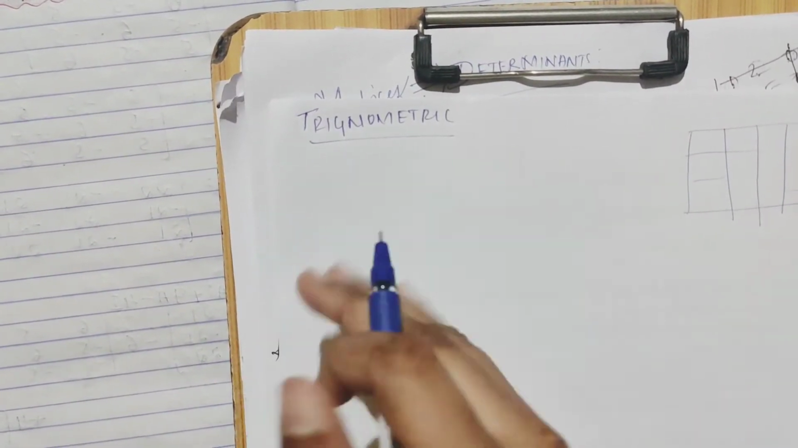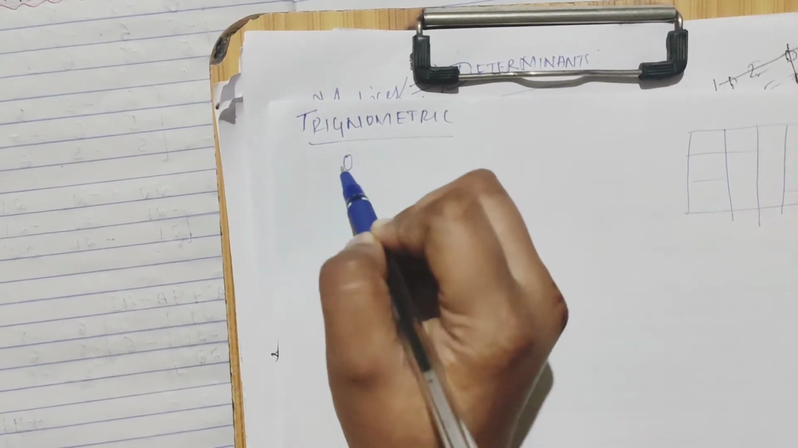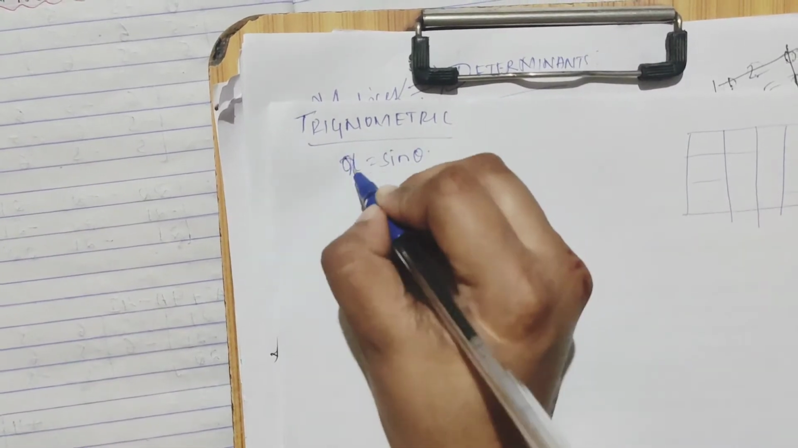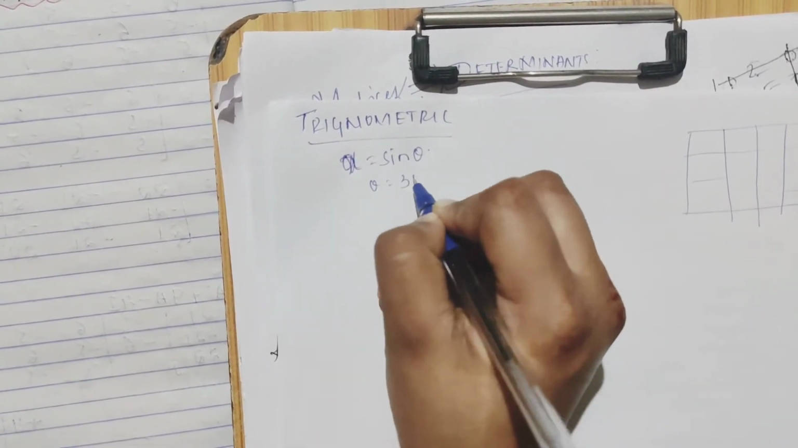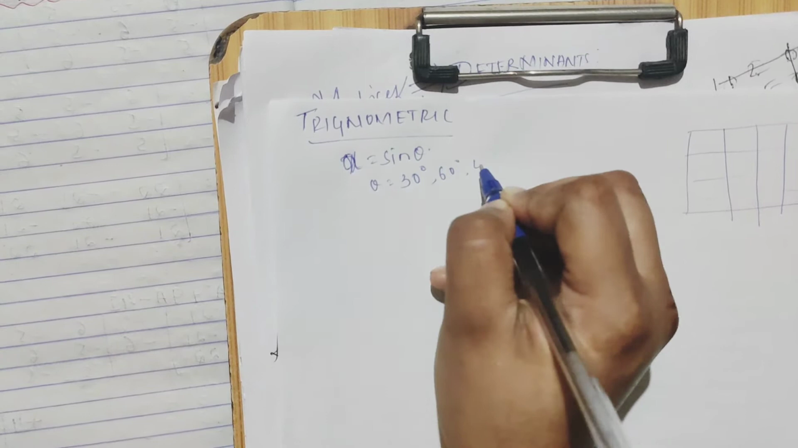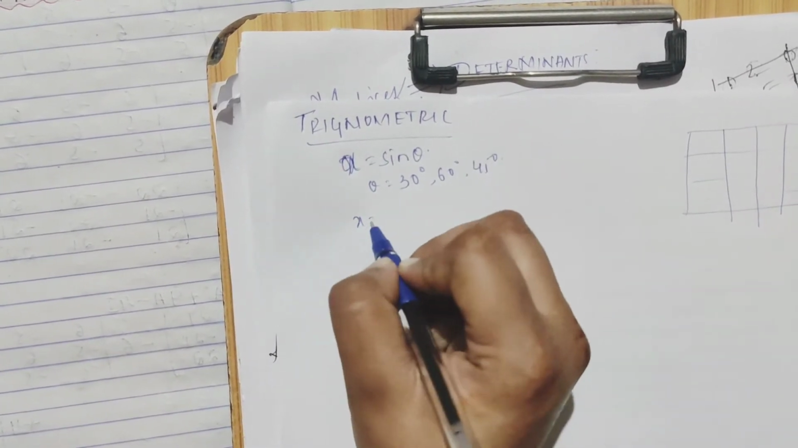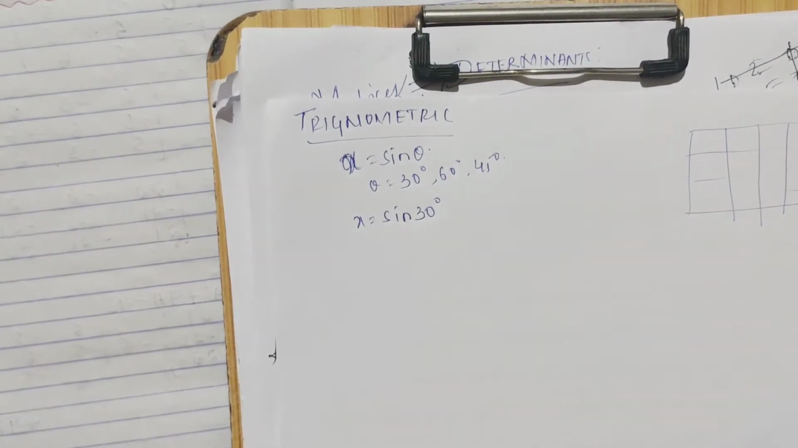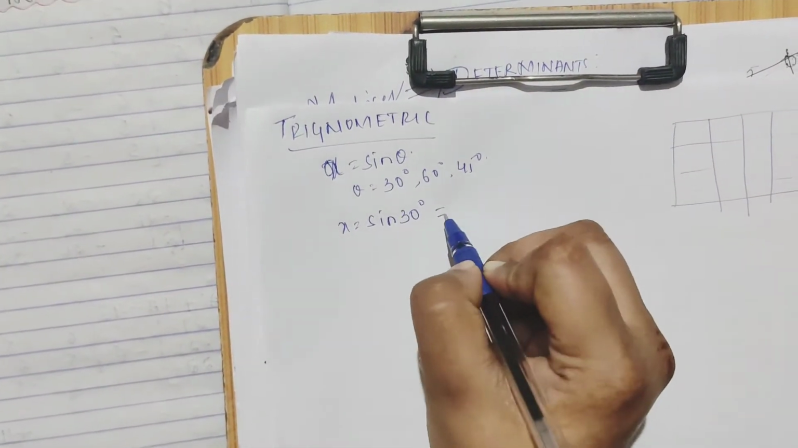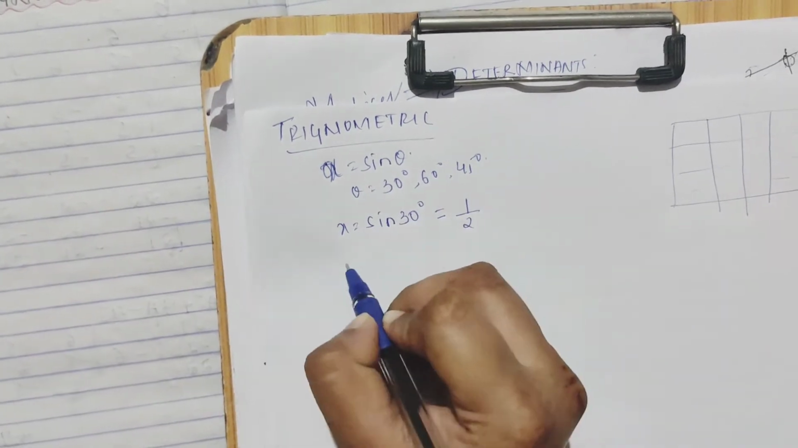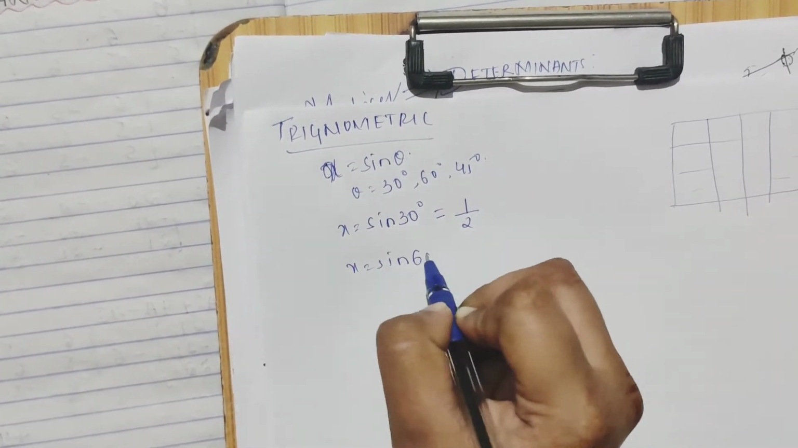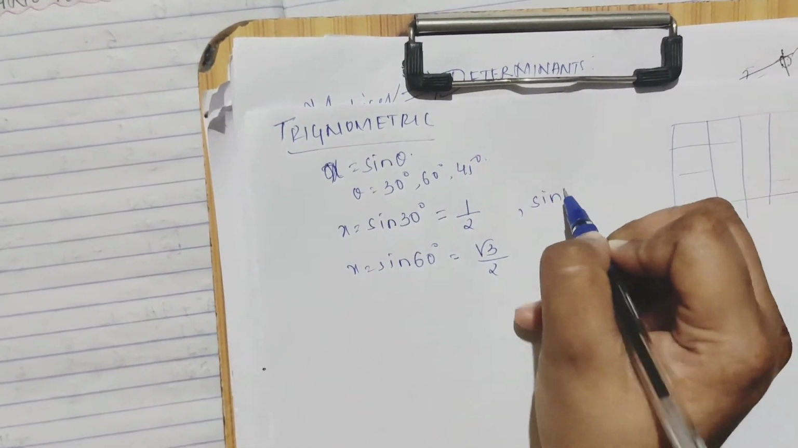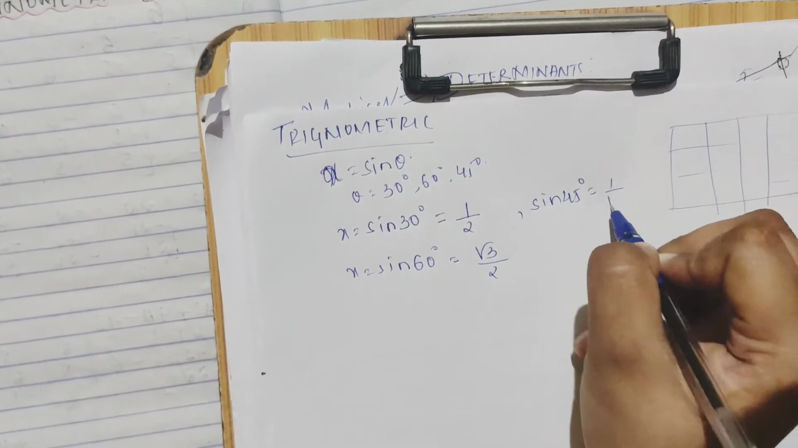See, in your trigonometric functions, how it was: x is equal to sine theta, where theta would be 30 degree or 60 degree or 45 degree, whatever it would be. You used to find the value of this. Sine 30 value was 1 by 2. If x is equal to sine 60, sine 60 value was root 3 by 2. Then sine 45 was 1 by root 2.